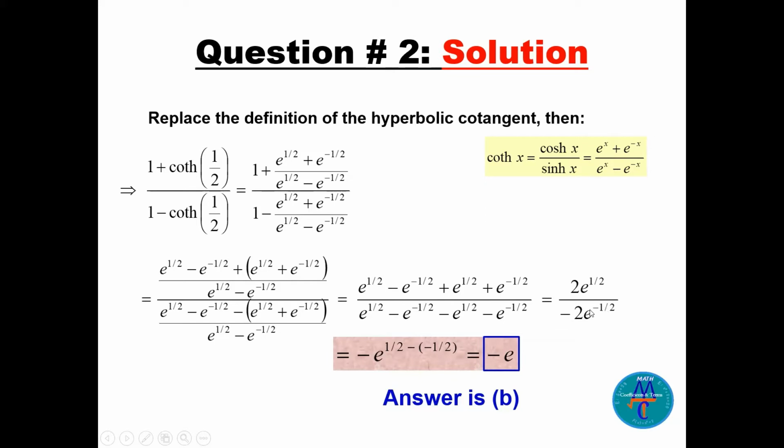Now we have the same base here, e and e, so we can subtract the powers. Half minus half, which is 1. And there is 2 and 2 canceled, and there is a minus outside. So the final answer is minus e, and this is choice B.